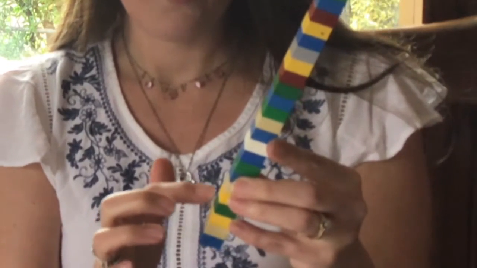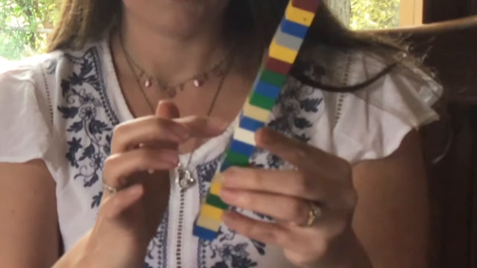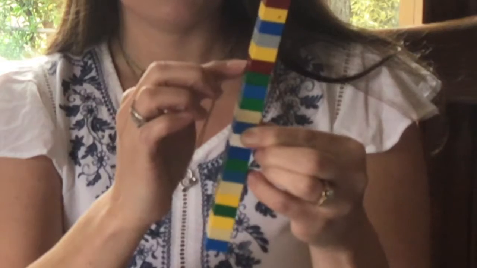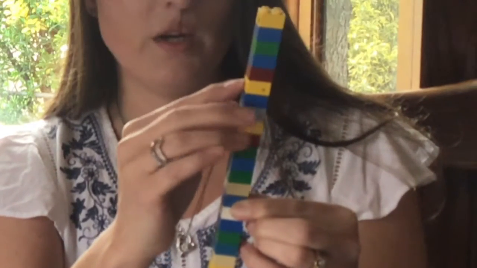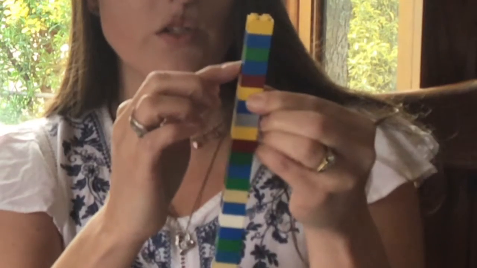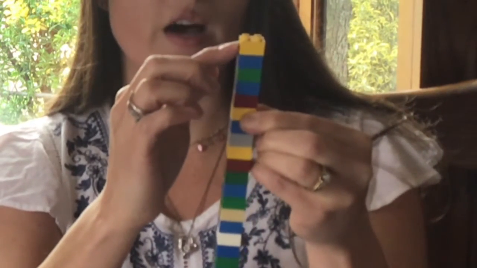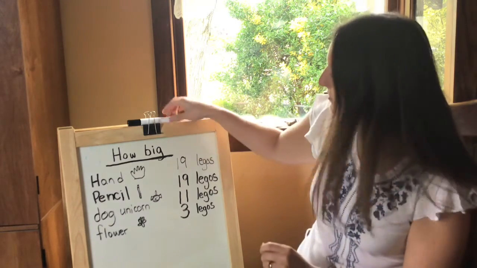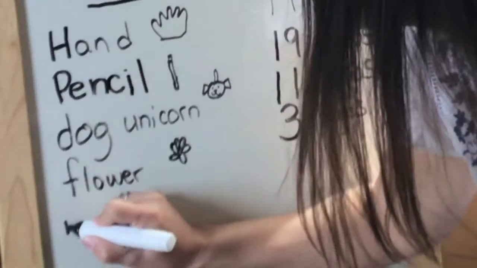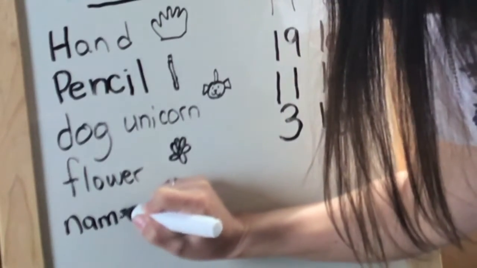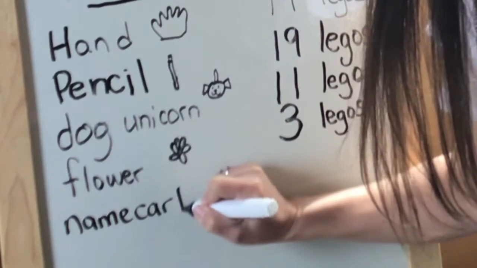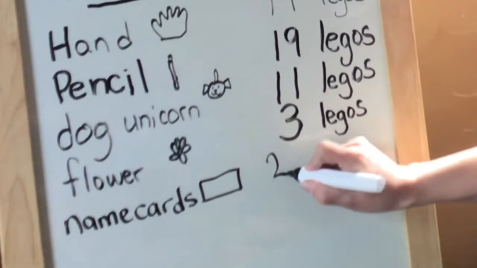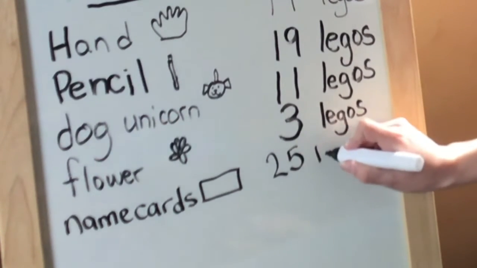1, 2, 3, 4, 5, 6, 7, 8, 9, 10, 11, 12, 13, 14, 15, 16, 17, 18, 19, 20, 21, 22, 23, 24, 25. So name cards are 25 Legos tall. Name cards, 25 Legos.